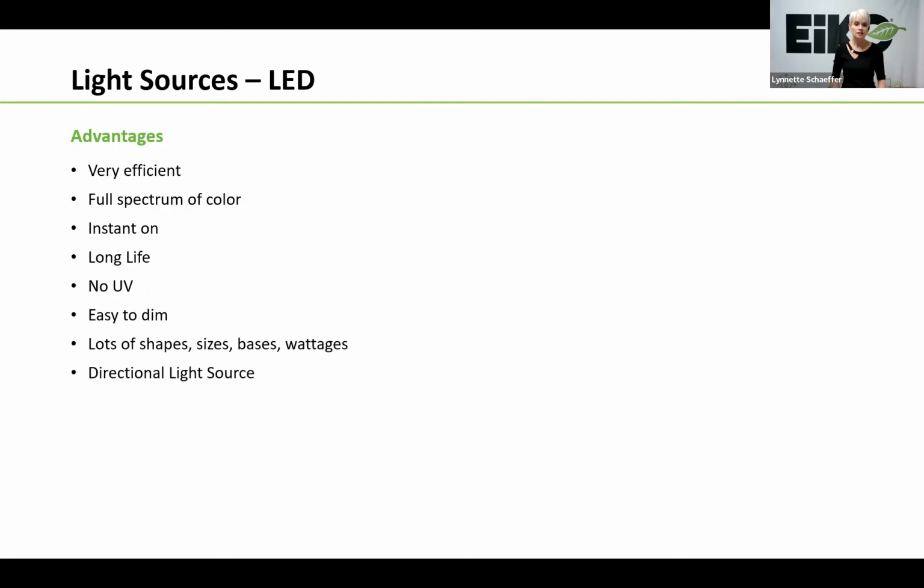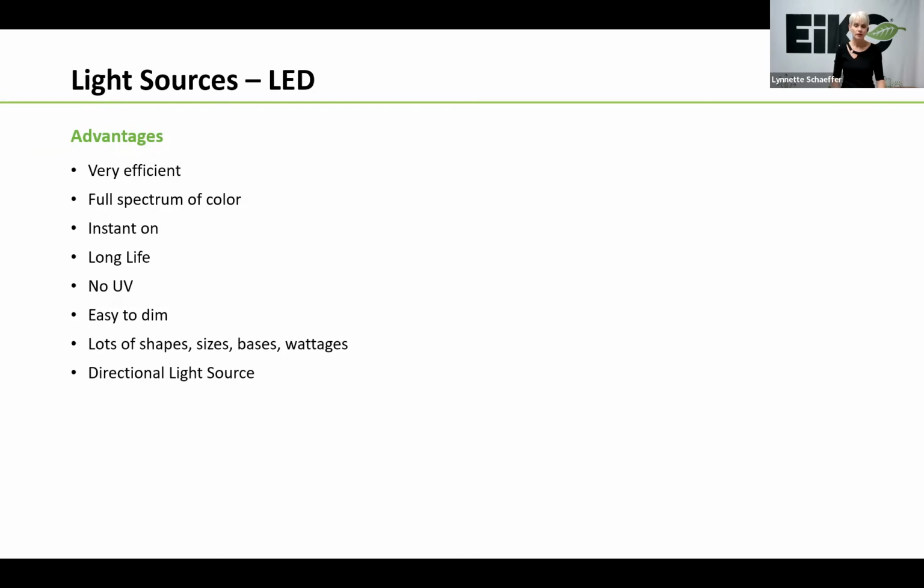Now, the advantages of an LED far outweigh the disadvantages. There are, of course, the fact that LEDs are very efficient. They are available in a lot of CCTs and even colors like Christmas light colors, right? They provide instant on, they last for a very long time. There's also no UV with LED light sources. They can dim fairly easily. You've got to be a little bit careful, but they're not terrible. They're definitely a lot easier than HID light sources.